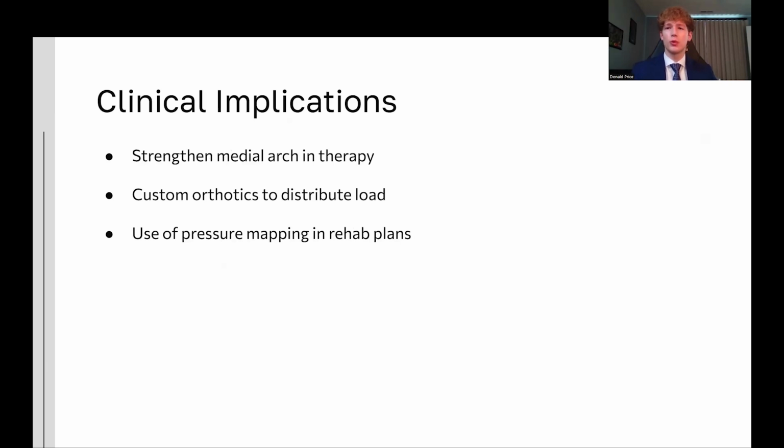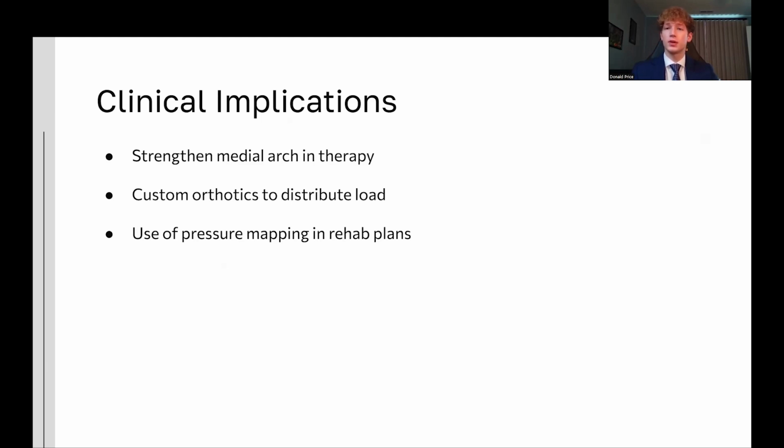These findings have several important clinical implications. Since the data show that individuals with flat feet place more force on the lateral side of the foot, one clear approach is to focus on strengthening the medial longitudinal arch through physical therapy. Exercises that target the intrinsic foot muscles can help restore stability and reduce reliance on the lateral arch.